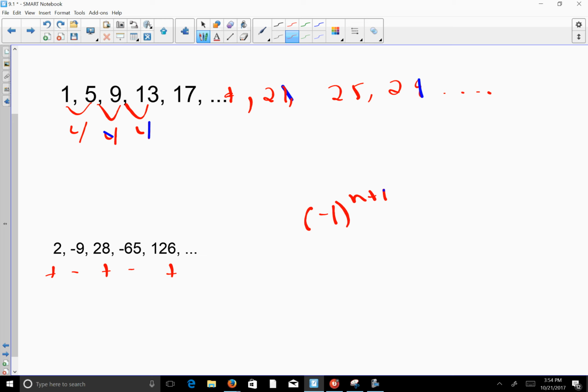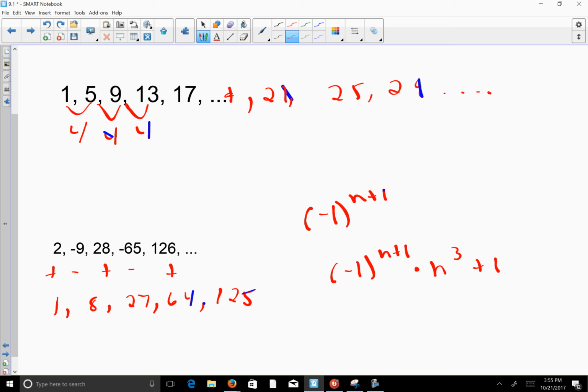So then I try my cubes. 1 cubed is 1, 2 cubed is 8, 3 cubed is 27, 4 cubed is 64. And I noticed something. The cubes are 1, 8, 27, 64, and then 125. Well, I'm not exactly at those numbers. I'm always one more. So I'm going to take negative 1 to the n plus 1 power, multiply that by n cubed, and then add 1. So that is going to be my pattern for the nth term.